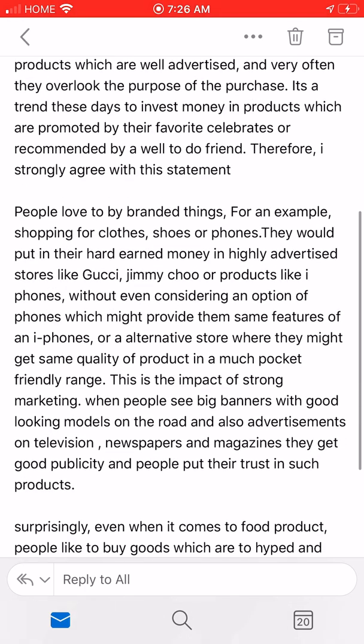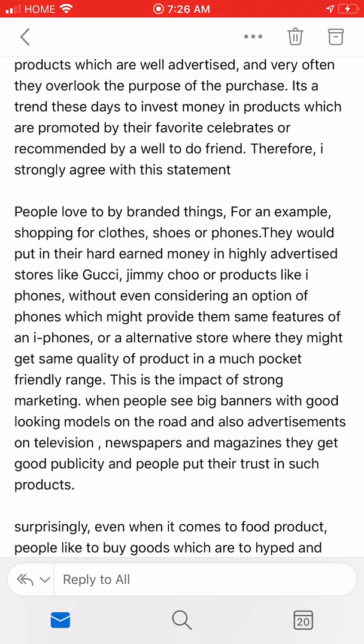Now let's proceed further. People love to buy branded things. Do you see an error? See the spelling of buy. For an example, F is capital. Shopping for clothes, shoes or phones, they would put, for an example, they would put in their hard-earned money in highly advertised stores like Gucci, Jimmy Choo or products. Okay, why J is small in Jimmy Choo and G is capital in Gucci? Doesn't make any sense. J should be capital here. Jimmy Choo or products like iPhones.